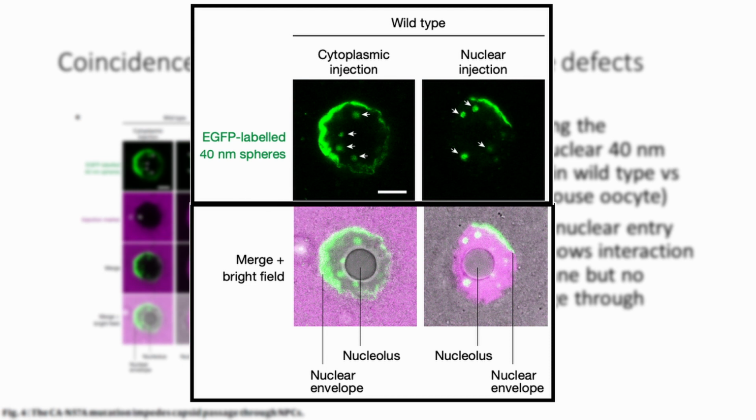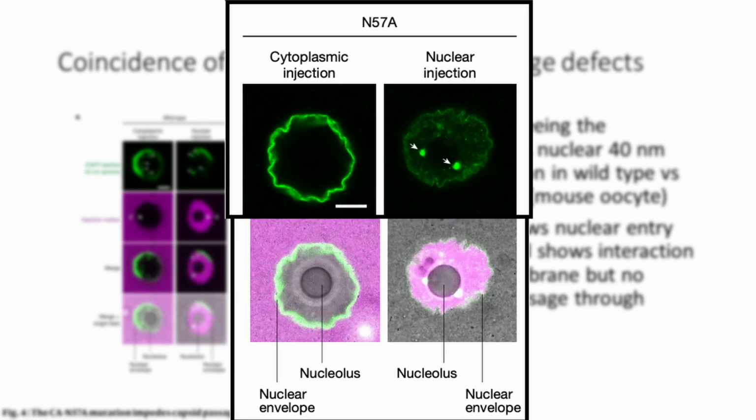You can tell that it's in the nucleus because you compare it to the positive control, which is directly to the right of it, and you see the pattern looks to be the same. So no problems getting into the wild type cells. Now moving on to the mutated N57A cells, in the cytoplasmic injection, it's really only making it to the outside of that nuclear membrane. Whereas in the nuclear injection, you see the dye in there.